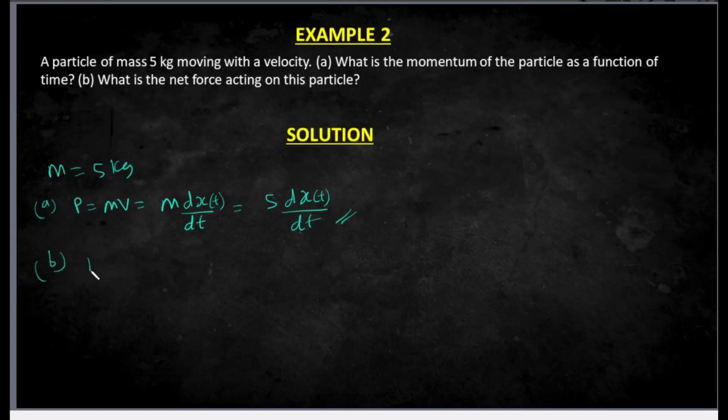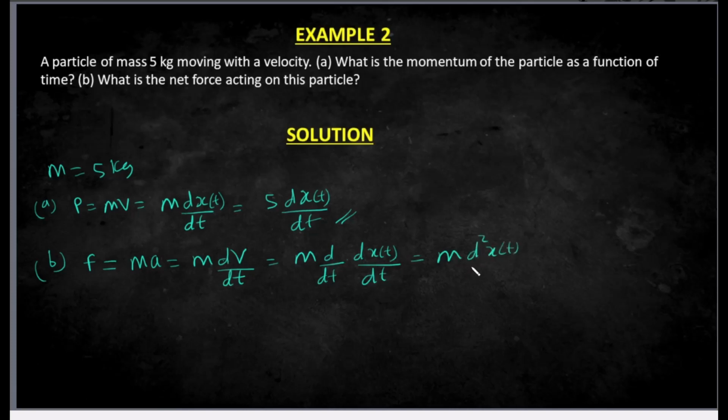Then the B part, we have to find the net force acting on the particle. We know force is mass times acceleration. Acceleration is the rate of change of velocity over time, so we put the mass. Velocity again is the rate of change of displacement over time, so we have d over dt of x(t) over dt. So we have m d squared of displacement over dt squared. Then put the value of m, and we have 5 d2x(t) over dt squared.